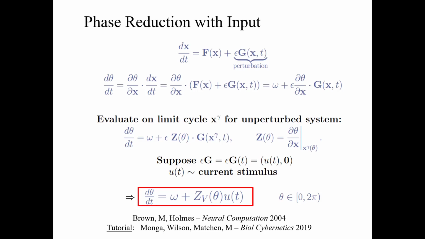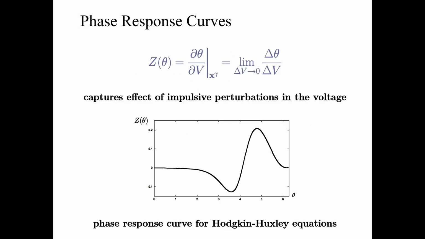Now, it turns out I personally have gotten a lot of mileage out of studying this equation. And I'll show you, actually not all of it. Well, before I do that, maybe a little more about Z. So in the math biology world, we call this a phase response curve. And it captures the effect of impulsive perturbations in the voltage.